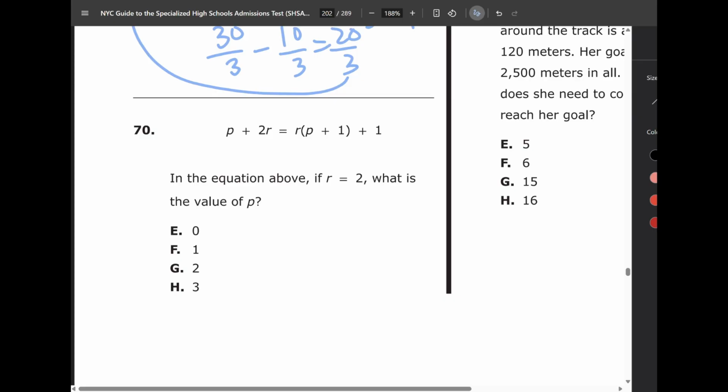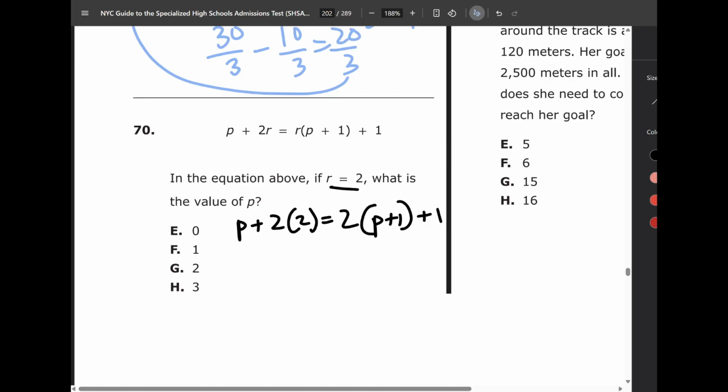P plus 2r equals 2p plus 1 plus 1. In the equation above, if r is equal to 2, what is the value of p? For a question like this, don't get intimidated by the number of letters in the problem. It is a lot simpler than you think. First we're told that r is equal to 2, so I'm going to rewrite the whole equation with r as 2. So p plus 2 times 2 is equal to 2p plus 1 plus 1. And just like that, we only have one letter in the equation.